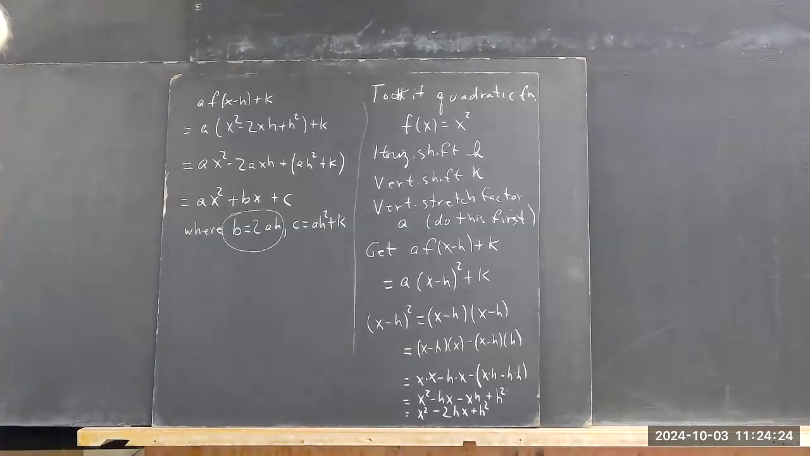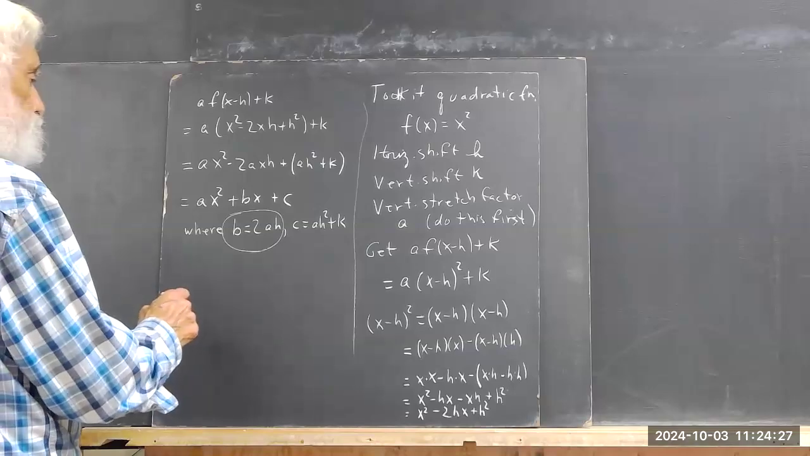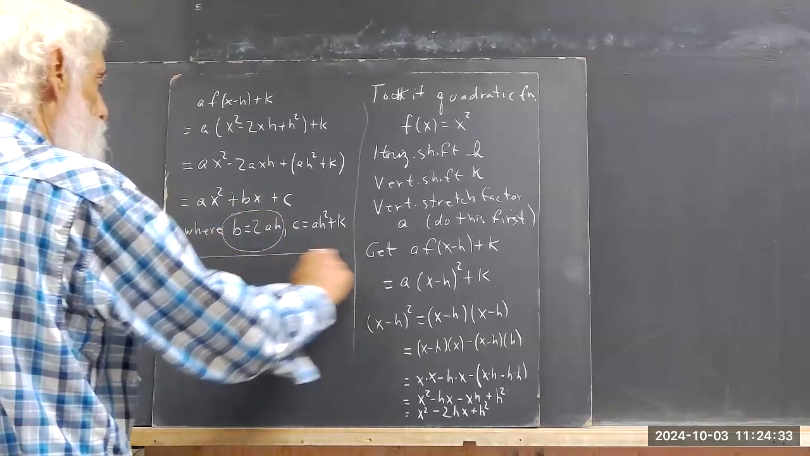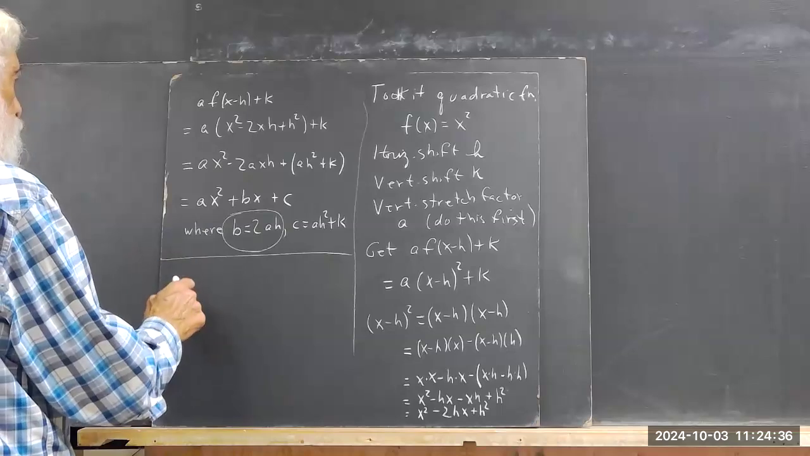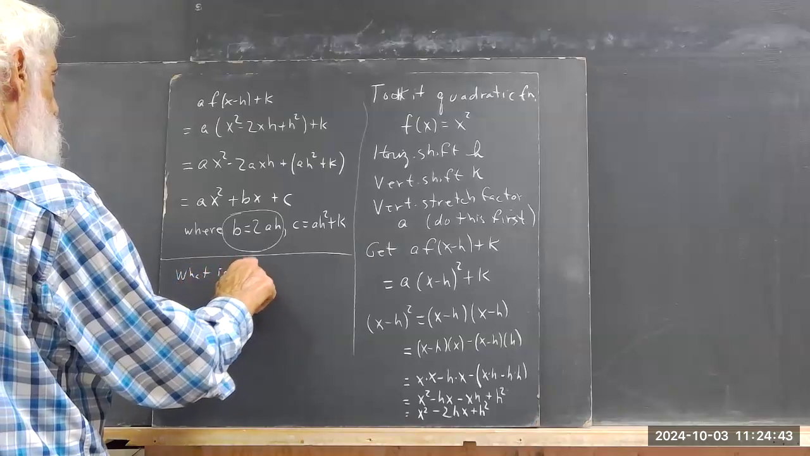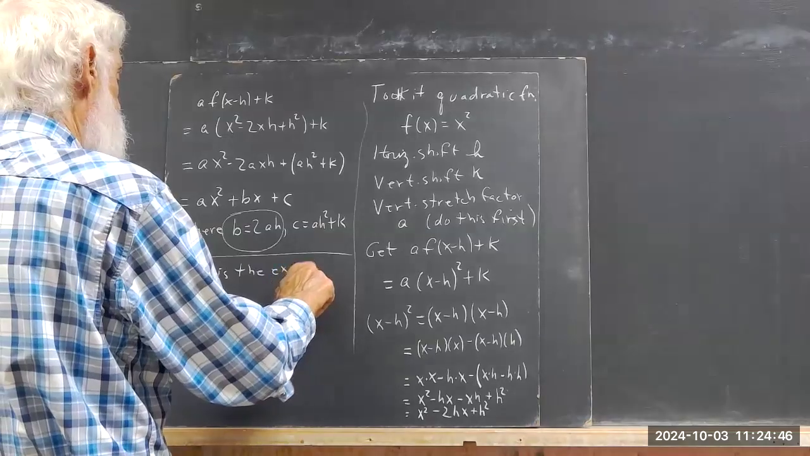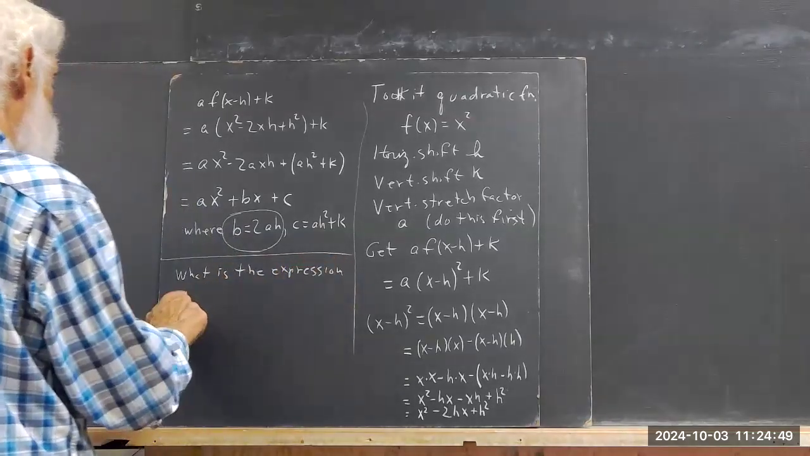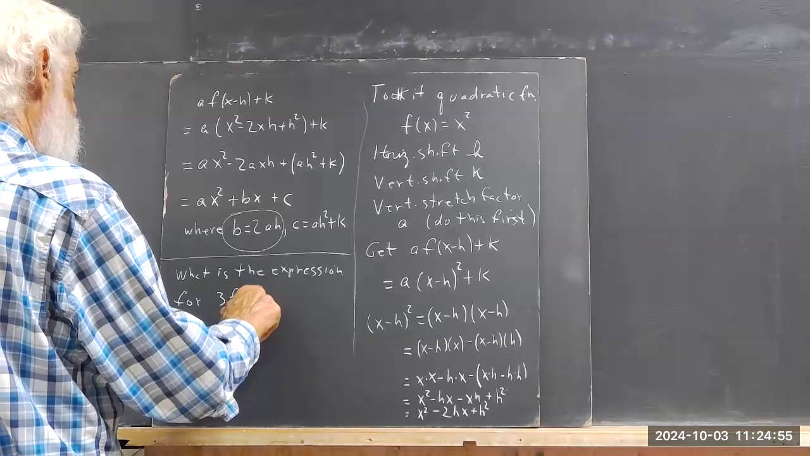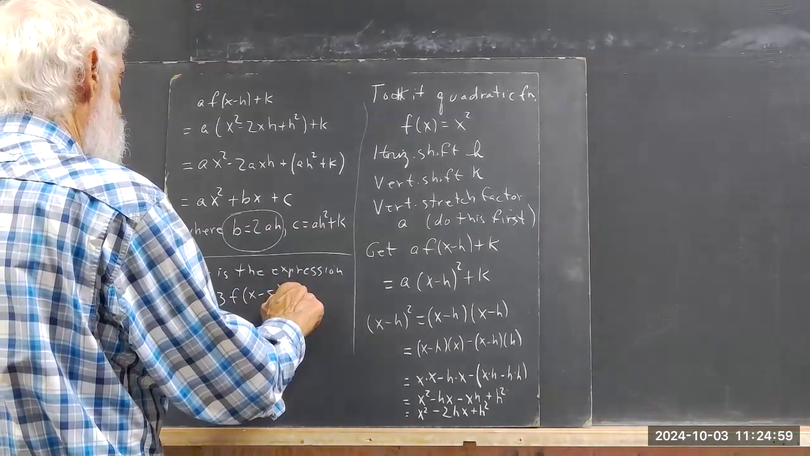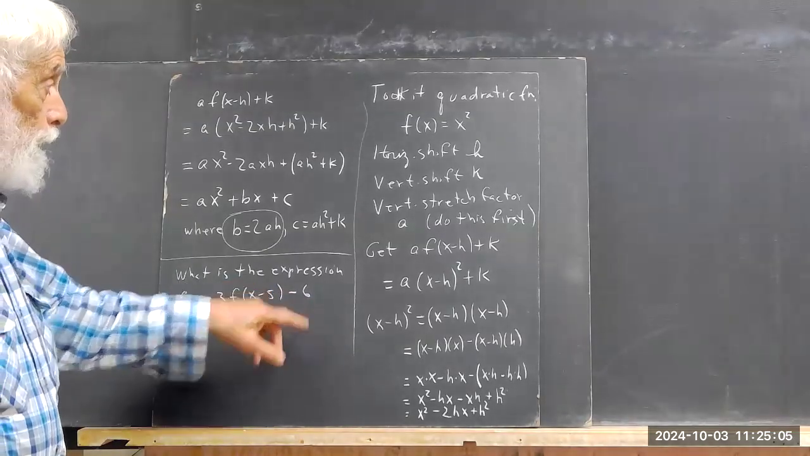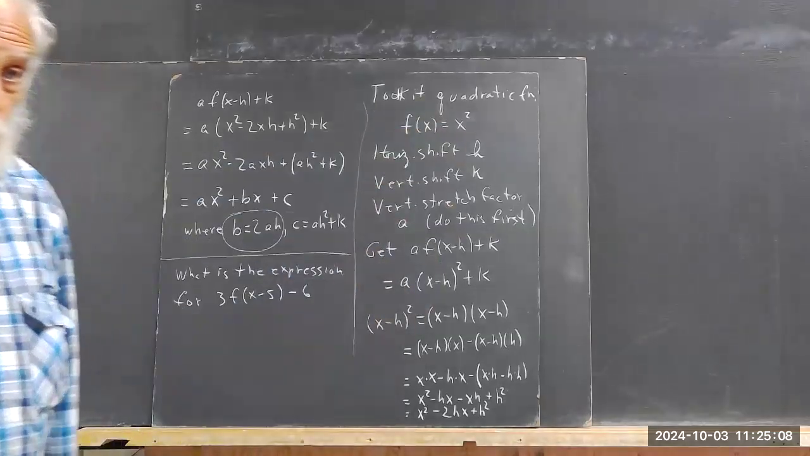So what I want you to do before we do anything else is, once you do all these steps, we'll just plug in, use what I just wrote as a formula, and do all the steps for 3f of x minus 5 minus 6, where f of x is your toolkit square.